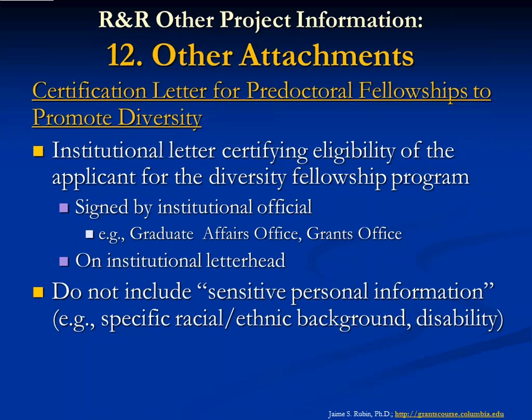Other attachments. For those filling out the F31 for diversity candidates, there's another document that needs to be added, and it's just an institutional letter certifying that the individual is eligible to apply for the diversity fellowship. Many times you would get the letter from your Office of Graduate Affairs or your sponsored projects or grants office, and it just needs to be on institutional letterhead. It's really just an eligibility letter.